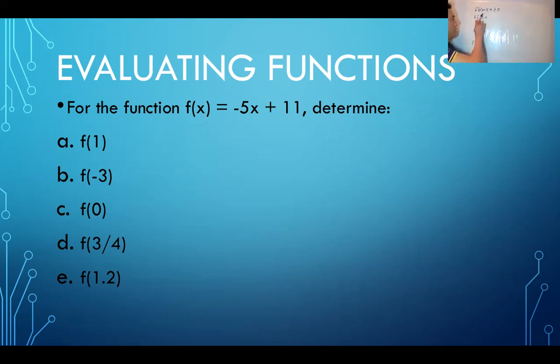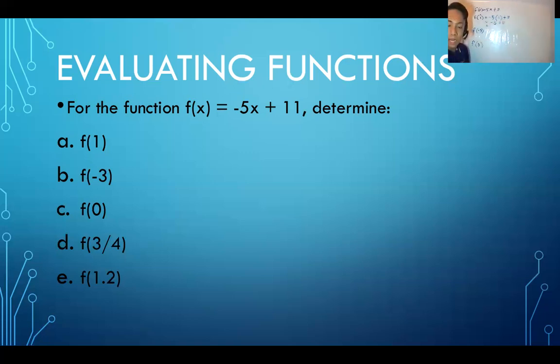So, again, this is the value of x. We need to change every x here in our given. So we will change x to 1. Negative 5 multiplied by 1 plus 11. And then multiply them. Negative 5 times 1 is negative, since negative times positive is negative. 5 times 1 is 5, plus 11.